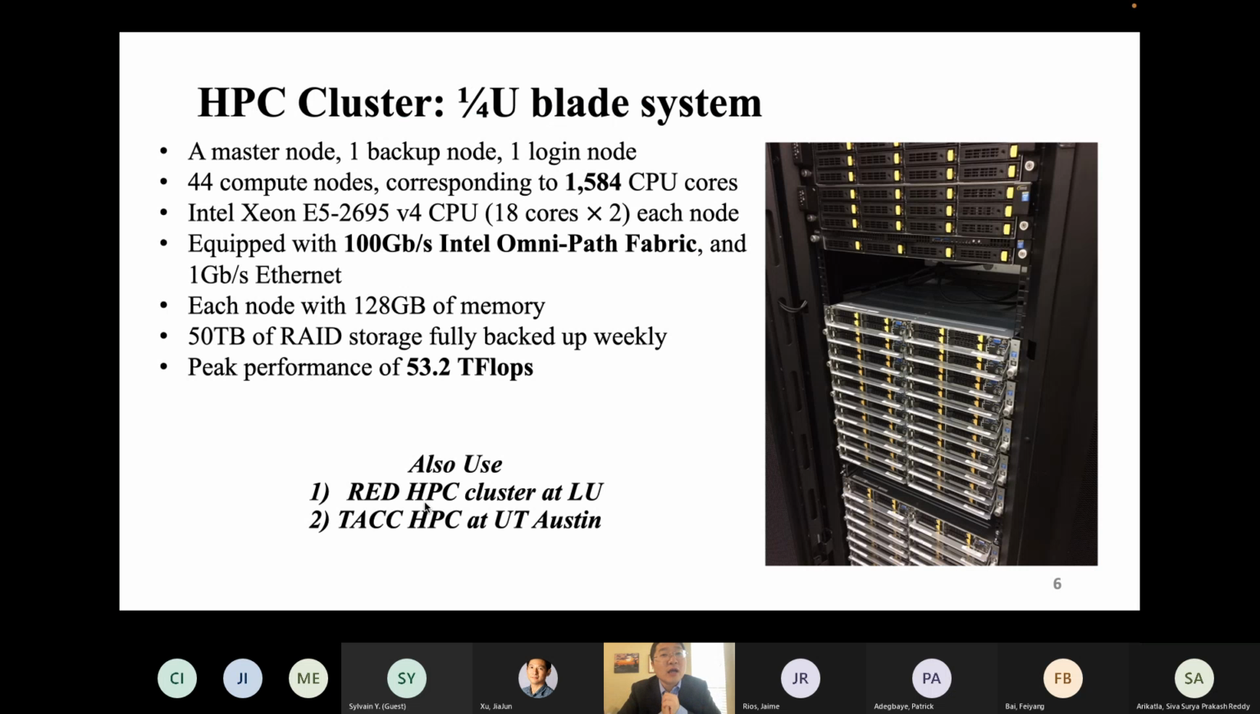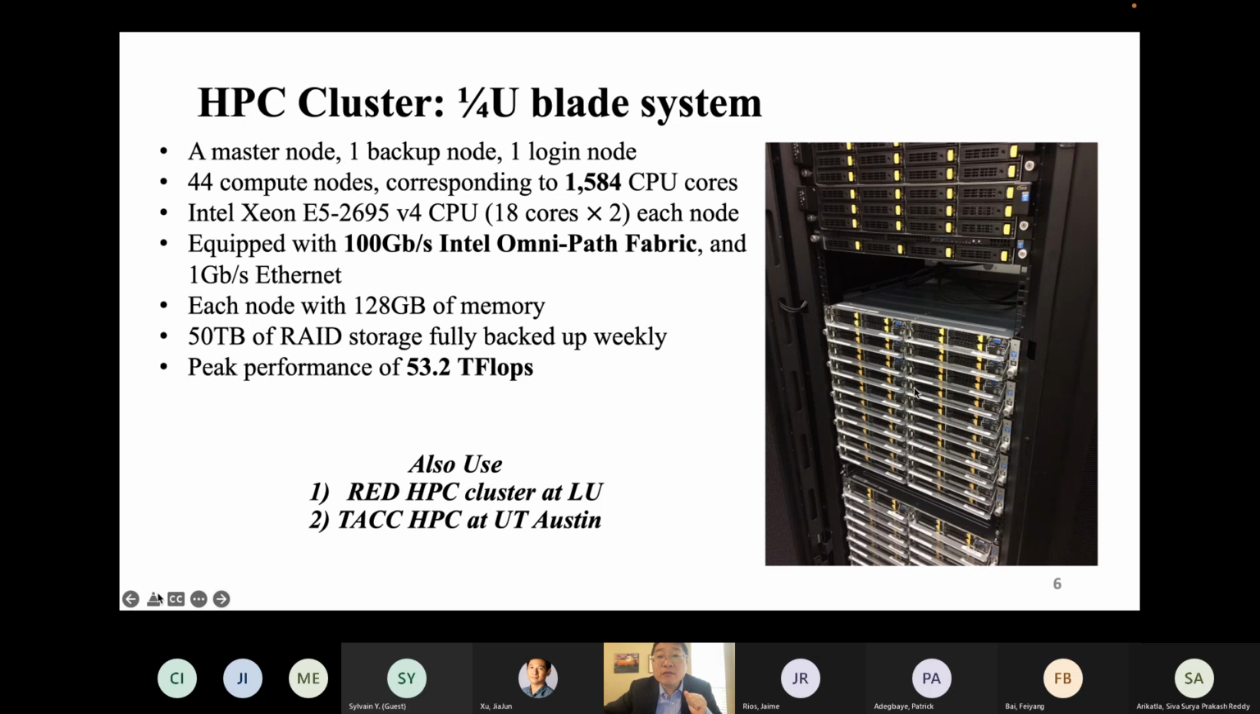On campus, we have two HPC clusters, high performance computing clusters. Those are not very big ones, as you see here. Right now, with the quarter-unit blade system, as you see here, we have a very compact but medium-sized cluster.